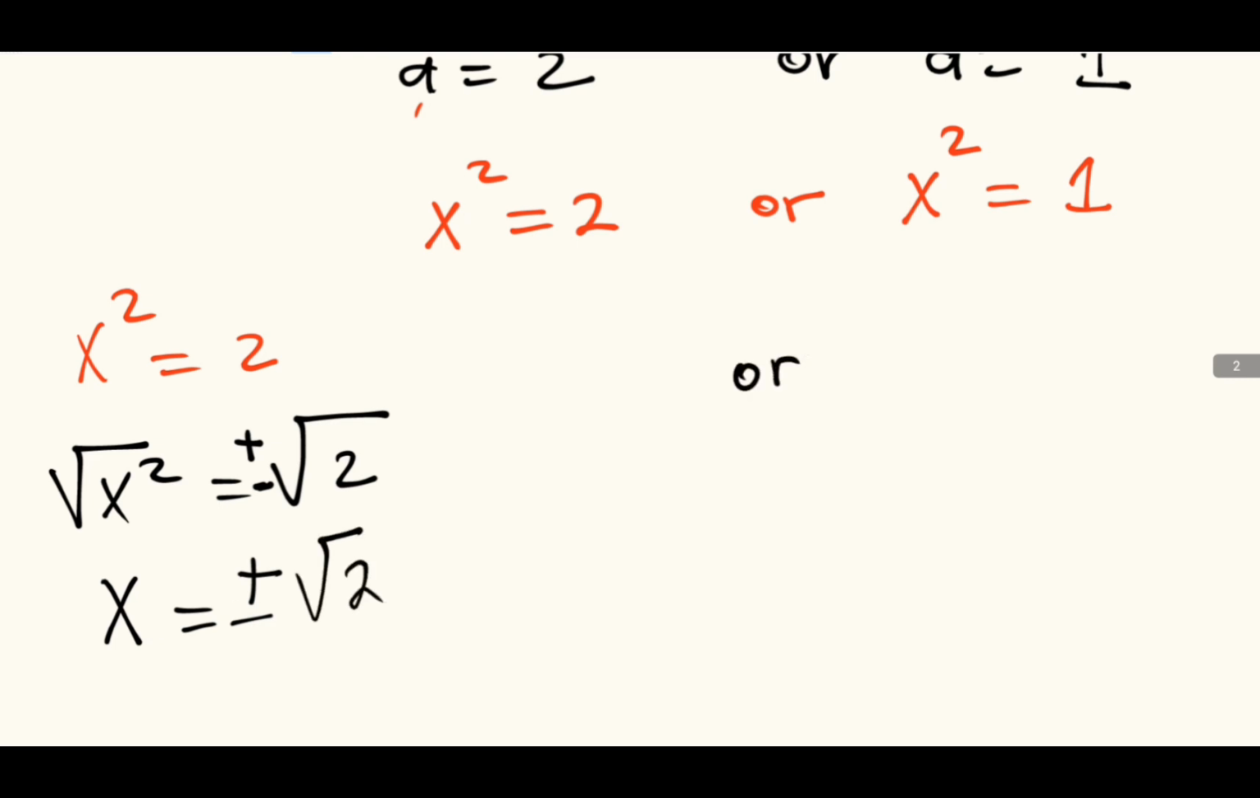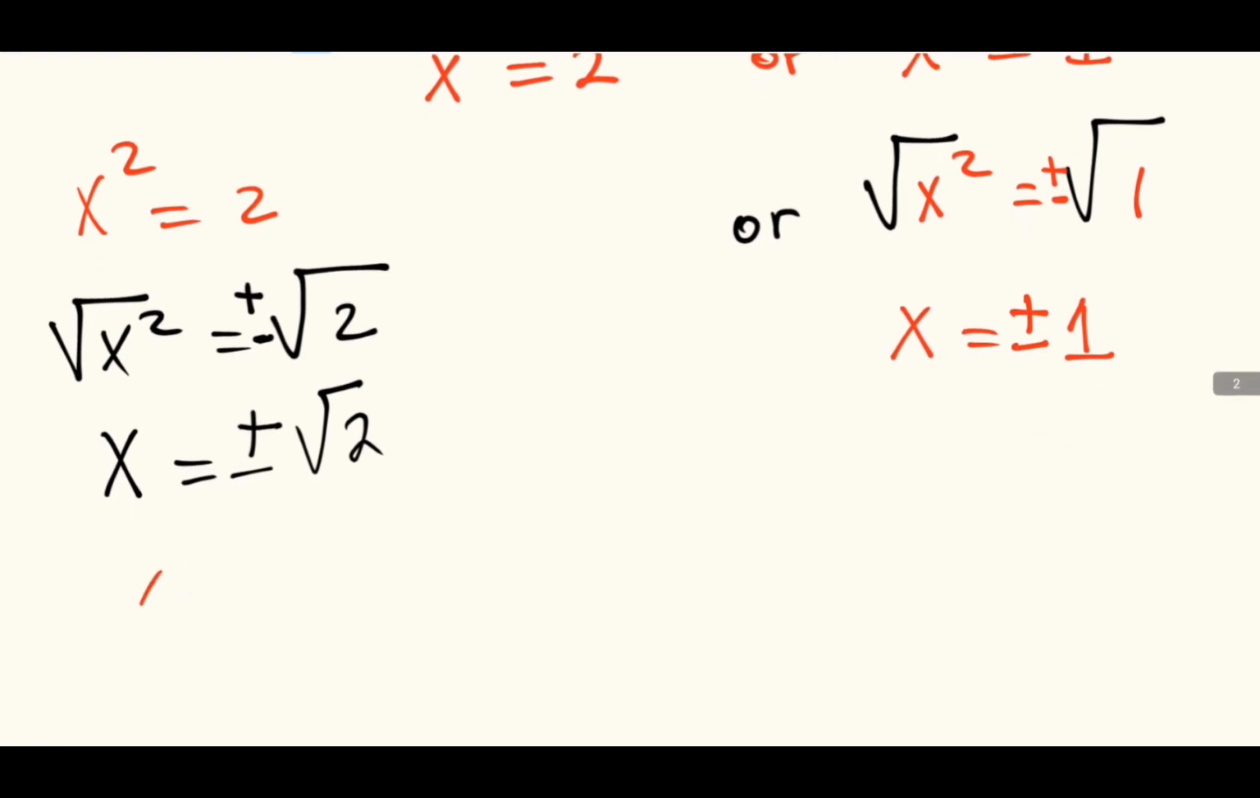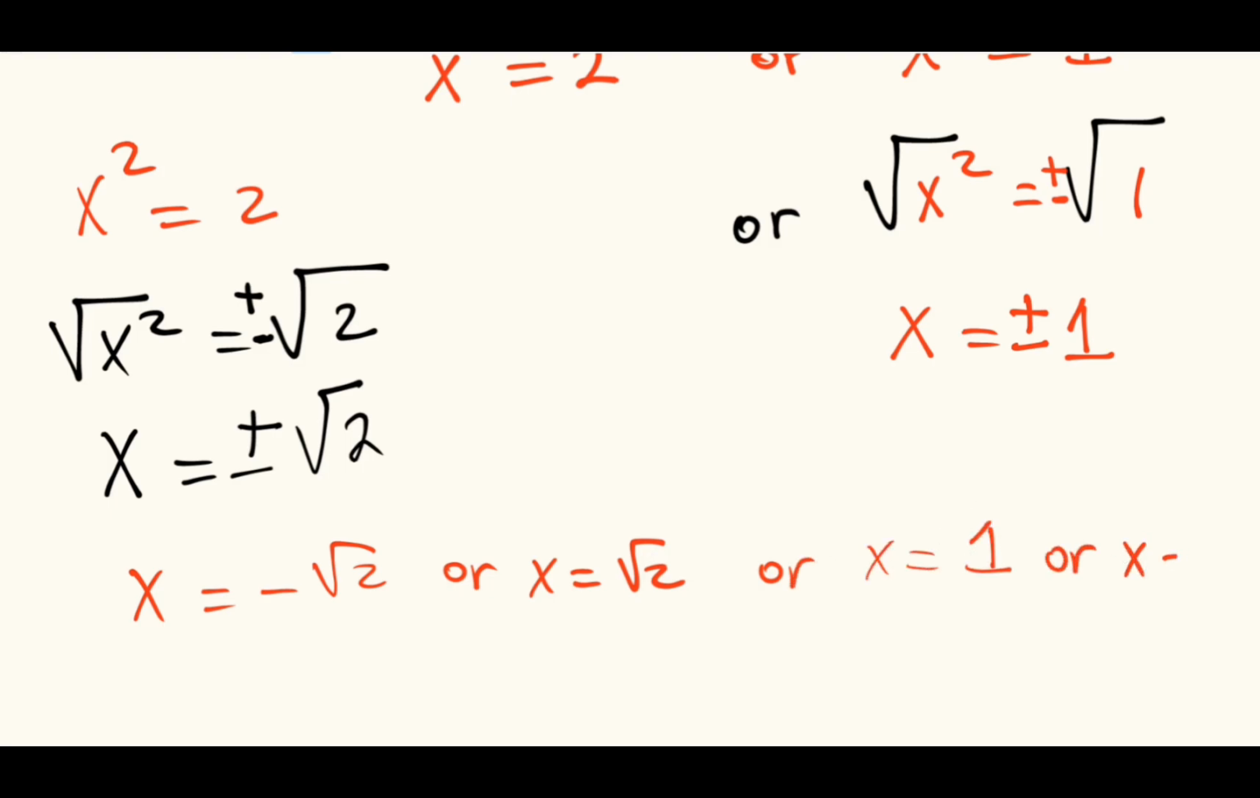Or, in this case, we also have to solve for x. We introduce the square root again. The square root of x squared is equal to x. And when you introduce the square root, you also have to introduce the plus or minus. So the square root of 1 is equal to 1, with plus or minus. So our x will be equal to negative the square root of 2, or x is equal to the square root of 2, or x is equal to positive 1, or x is equal to negative 1.